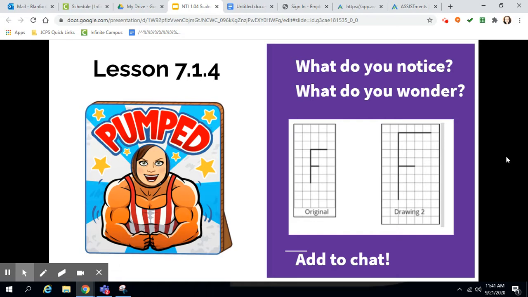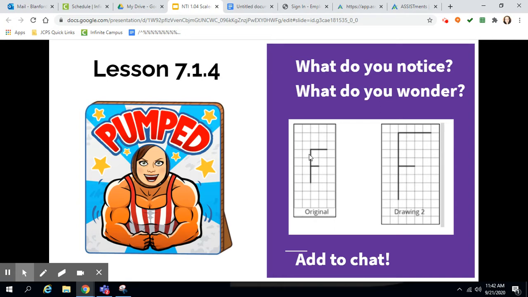Okay, now that you've written down what you notice and what you wonder, here's some things that maybe you did notice or wonder. I noticed that drawing 2 is larger than the original. I also noticed that in order to get this length here, which is 2, to the drawing number 2, it goes from 2 to 4. So that tells me you have to take this length, multiply it by 2, and you get the 4.